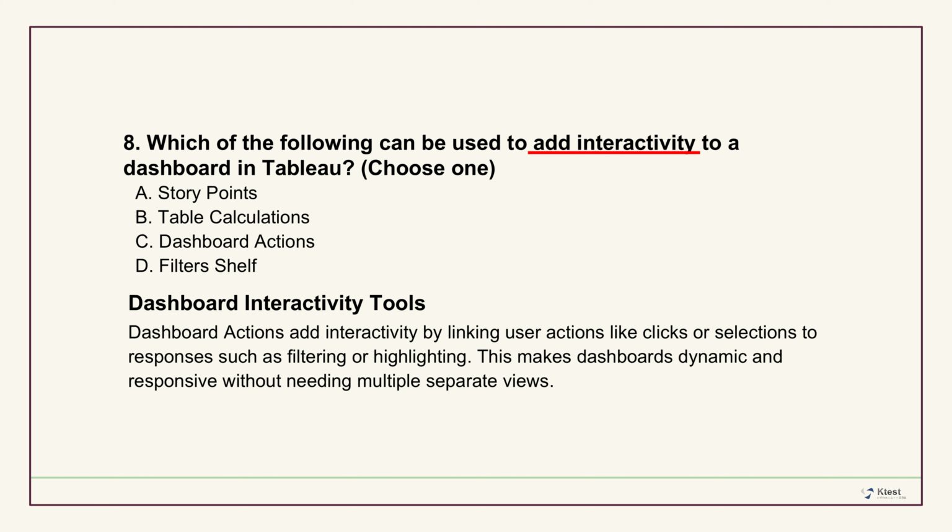The main way to add that kind of dynamic exploration is using dashboard actions. Actions let you set up interactions between different sheets on your dashboard. Like clicking on one chart filters another. Exactly. That's a filter action. You can also set up highlight actions, where selecting something in one view highlights related marks in other views, or URL actions, where clicking a mark can take the user to an external web page, maybe with more details. So actions are the key to turning a static picture into something people can actually interact with and investigate further.